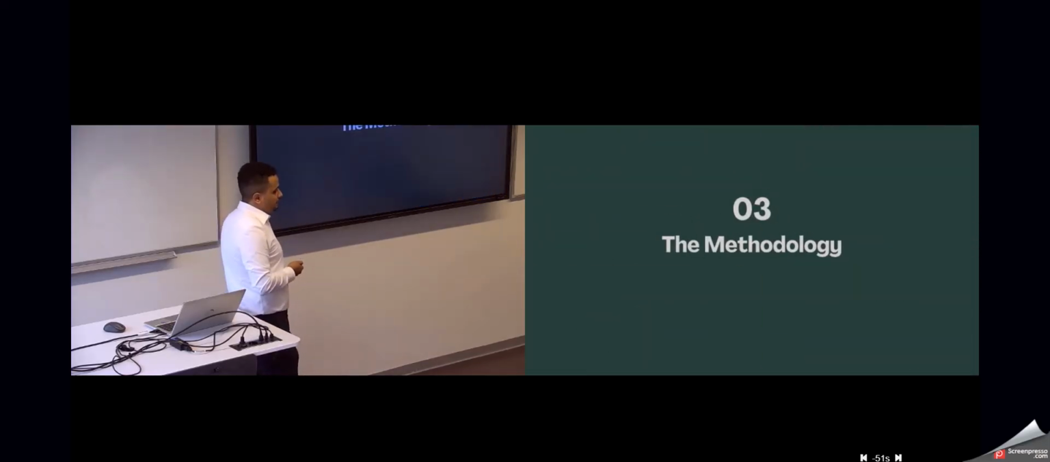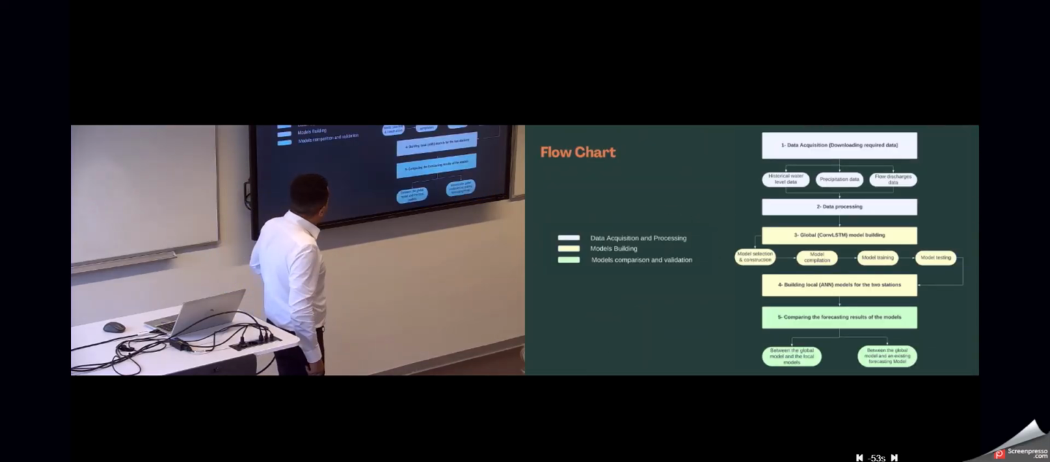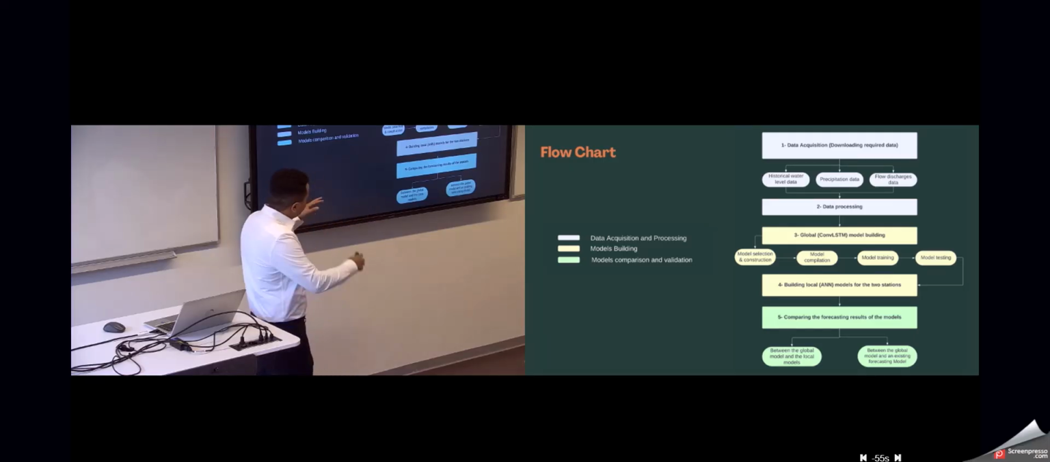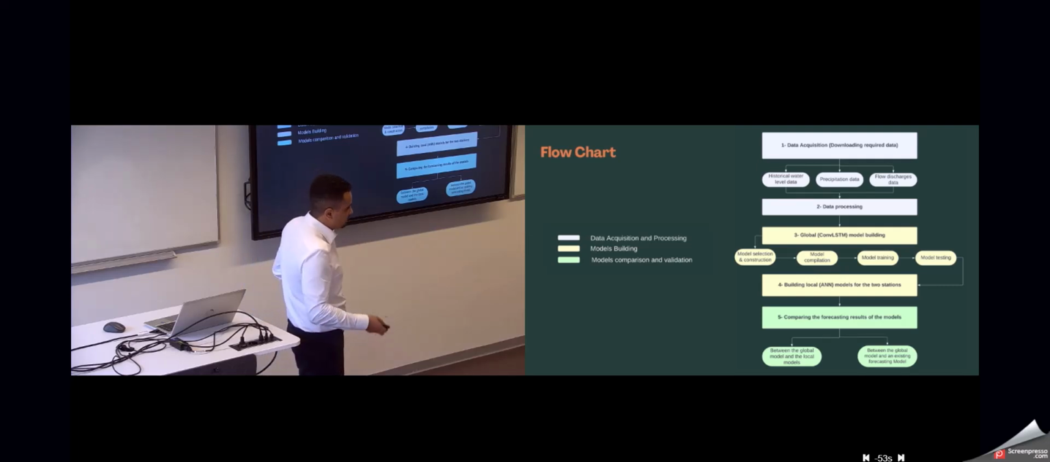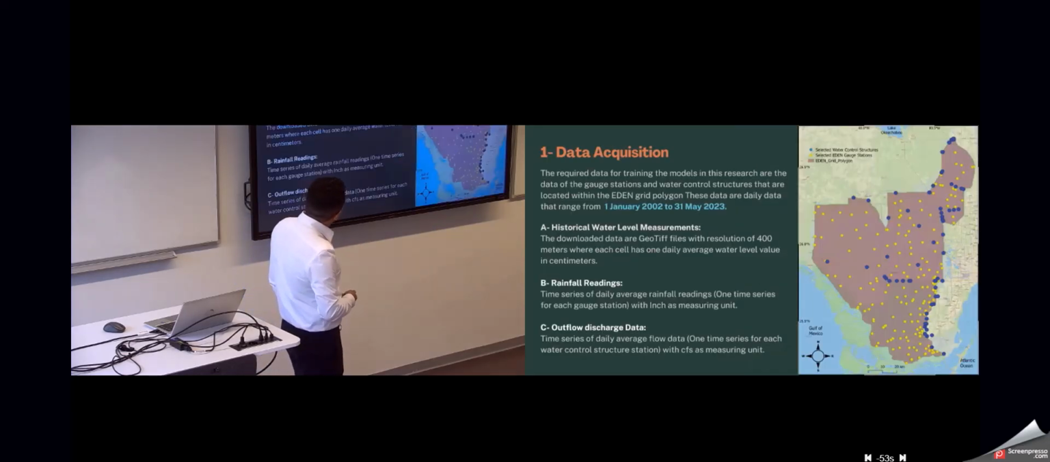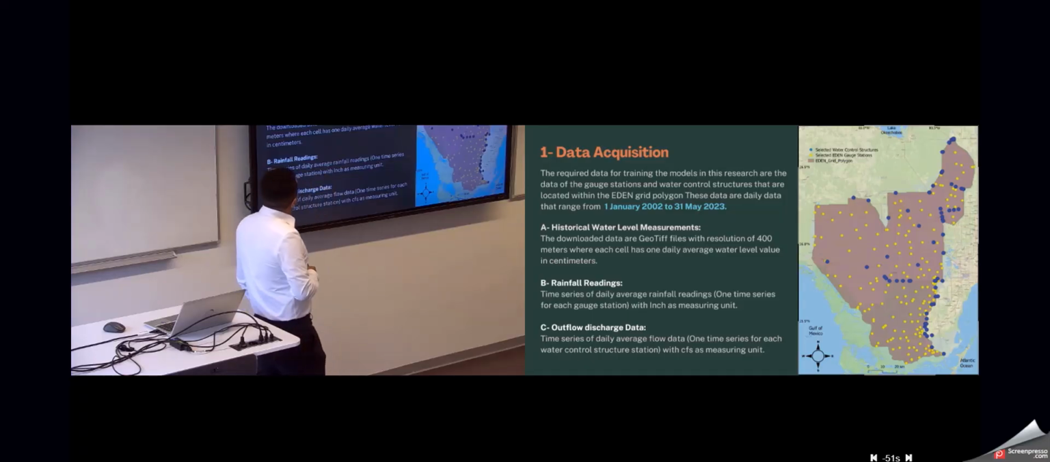So here we have the methodology. We start with data acquisition, and then we go to data processing. Then we build the convolutional model, which is the global model, and then build the local ANN models, and finally compare the forecasting results between them, and also validate the global model. So we start with data acquisition.